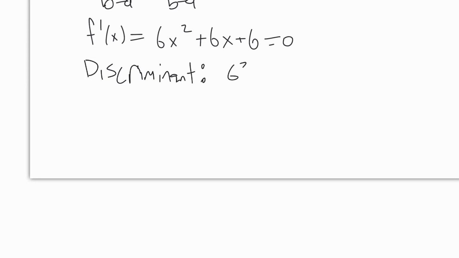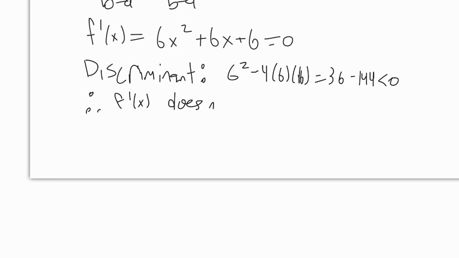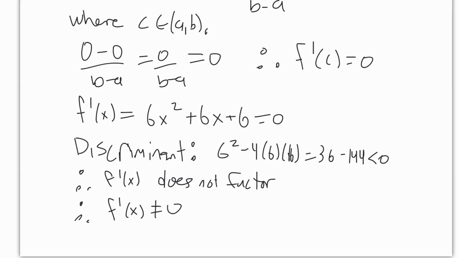We would get 6 squared minus 4 times 6 times 6. So that would be 36 minus 6 times 6 and then times 4, so 144. Ooh, that's a negative number. Well, if we have a negative discriminant, that means, therefore, f prime of x does not factor, which, of course, means f prime x does not equal 0. Wait a minute. If f prime x doesn't equal 0, but f prime c equals 0, well, that means the derivative should be 0 somewhere. But now the derivative is never equal to 0.